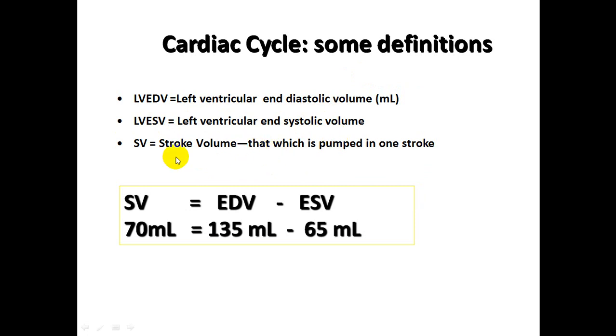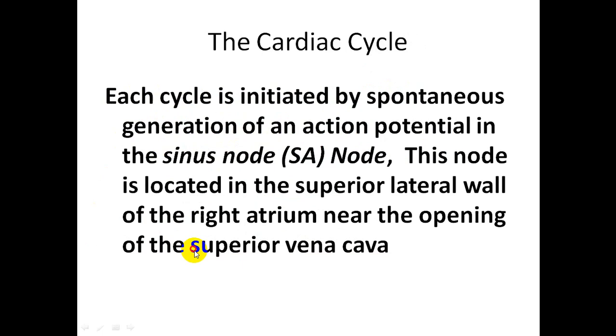Stroke volume can be found mathematically by subtracting end-systolic volume from end-diastolic volume, in ml, and we will find it is 70 ml. So the normal adult stroke volume in a resting state, not exercise, is 70 ml.